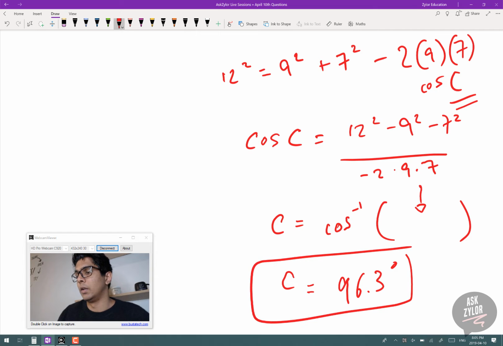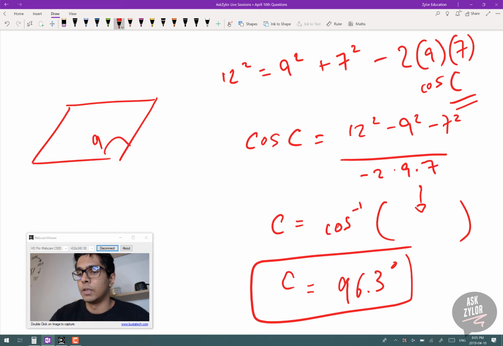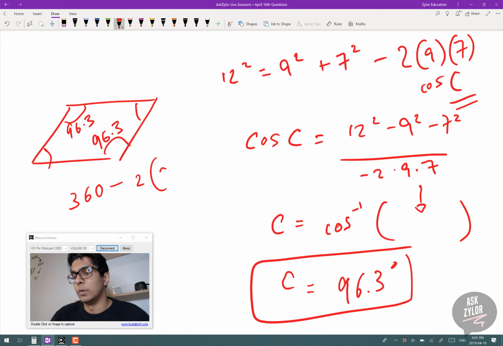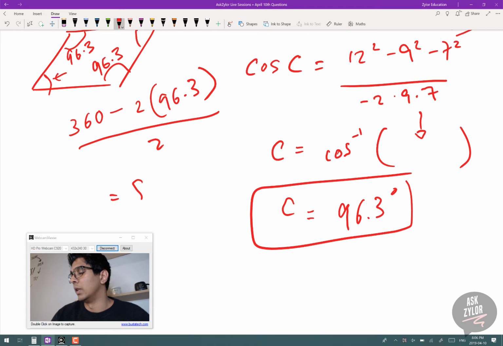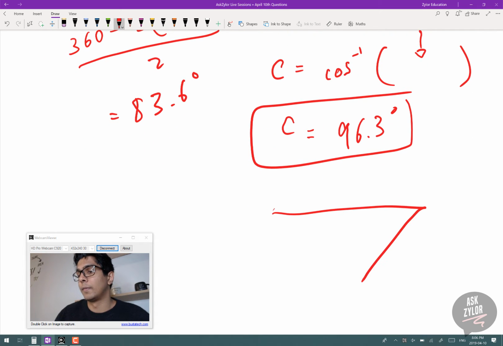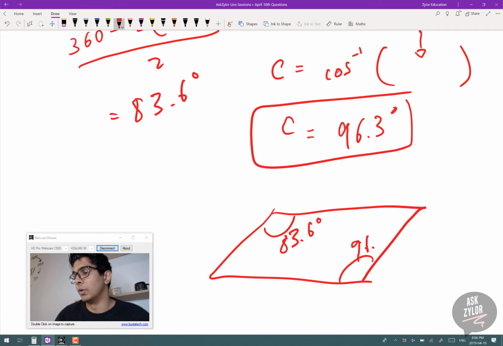So this is one of my interior angles. When I redraw the parallelogram, this is 96.3, which means this is also 96.3. Then I can find these two angles because I know the interior angles all add up to 360. So I can do 360 minus 2 times 96.3 and then divide by 2 to get one individual angle. Right, so this should give me 83.6 degrees. So my interior angles are going to be 83.6 degrees and 96.3 degrees.